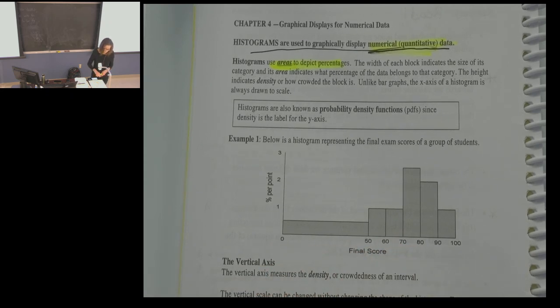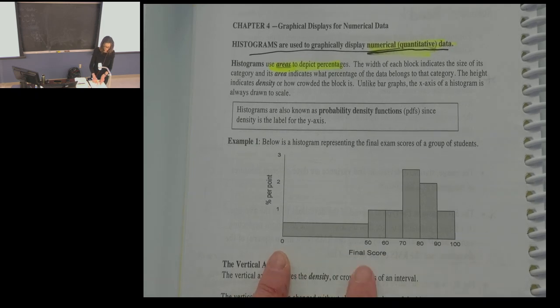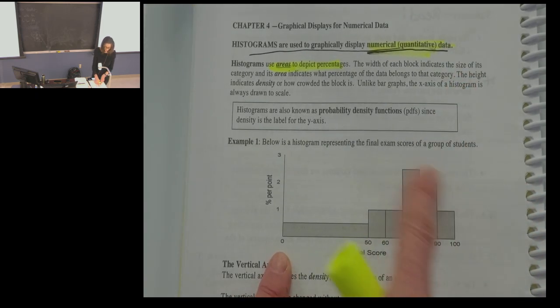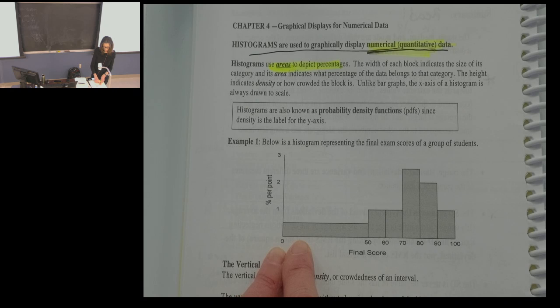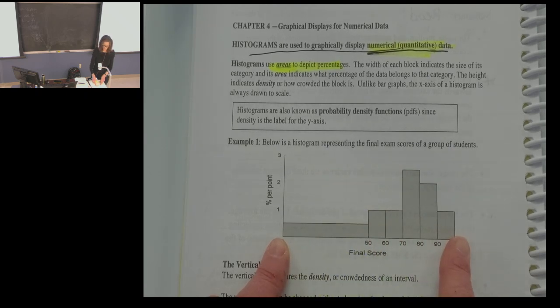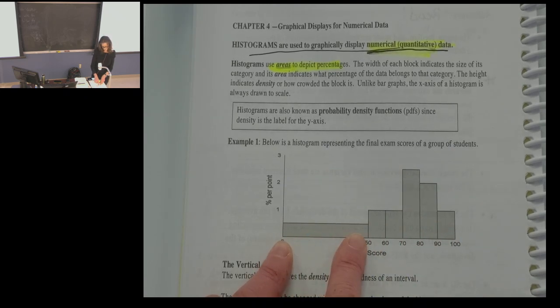The width of these intervals indicates the size. For example, this is a histogram of final exam scores. This block represents the people who scored between 0 and 50 on an exam. The area of this block represents its share compared to the whole thing. In the histograms we're looking at, we're going to say the whole thing is 100%. So you think, what percent of the area is this block of the whole thing? It's less than half. It looks like about a third, a quarter, something like that.